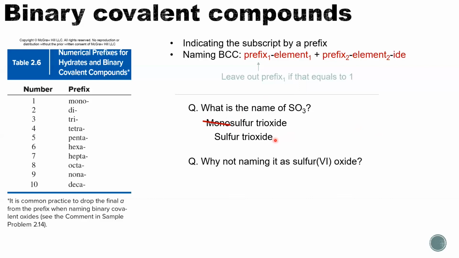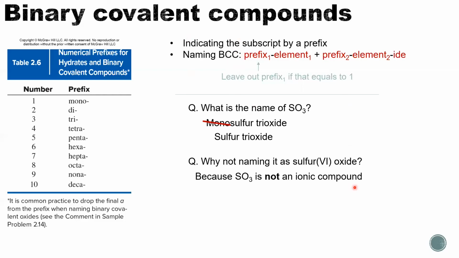So why don't we name this compound sulfur 6 oxide? I mean, oxygen is -2, right? So in total for charge neutrality, sulfur is plus 6. Why don't we name it sulfur 6 oxide? That's because SO3 is not an ionic compound. It's a covalent compound, so we need to follow the rules for naming covalent compounds.